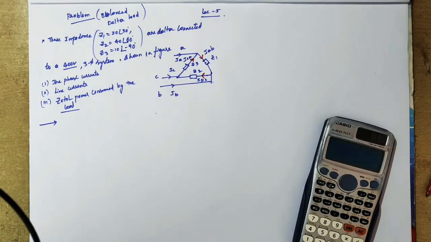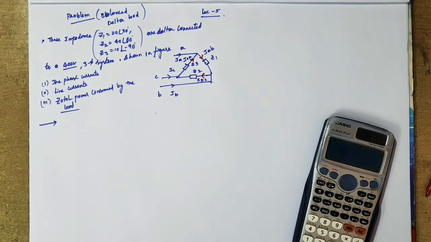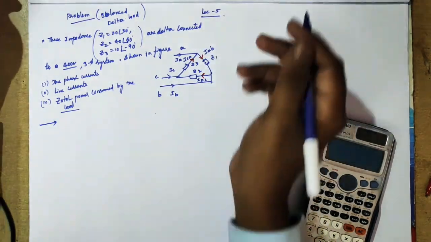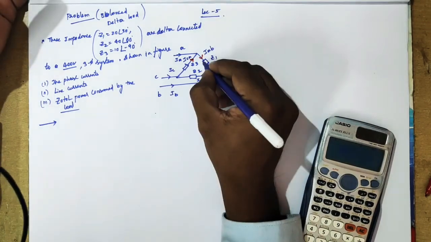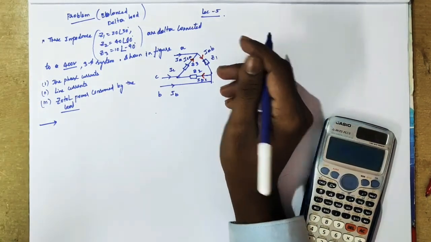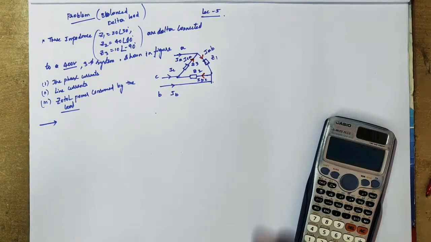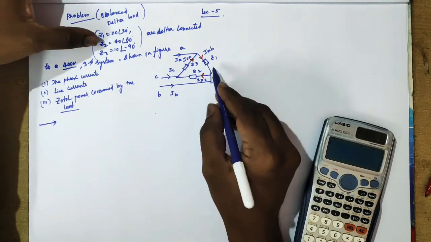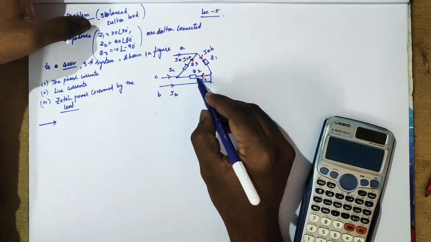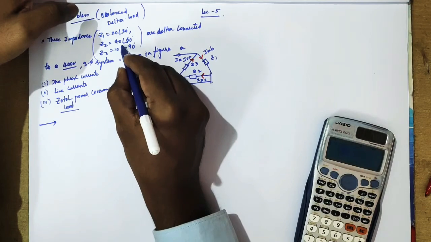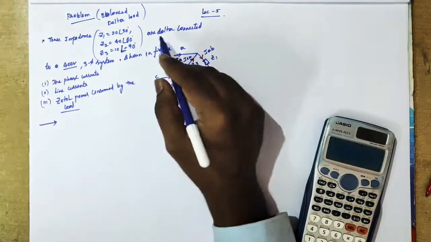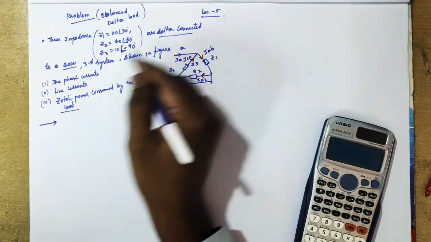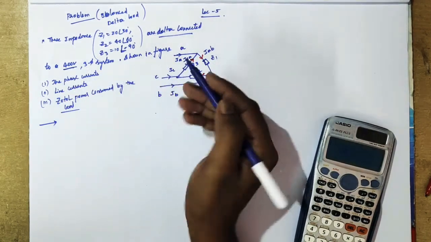Good morning, guys. In this class, we'll discuss one problem based on balanced delta load. Last class we discussed only resistors as the loading, and now we'll take impedances. I take impedances Z1 equal to 20 at an angle of 30 degrees, Z2 equal to 40 at an angle of 60 degrees, and Z3 equal to 10 at an angle of 90 degrees. These impedances are connected in delta connection to a 400 volts line voltage.